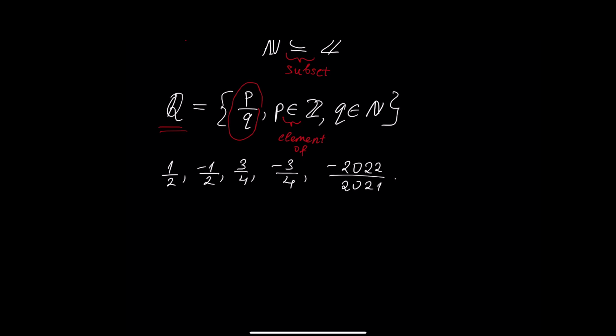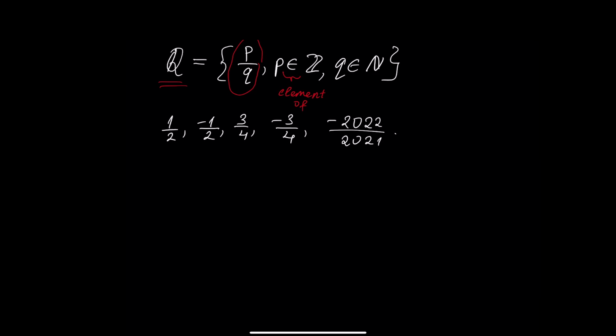And as we will learn further, we have also the so-called decimal form of the number. For example, 1 over 2 is equal to 0.5. Minus 1 over 2 is equal to minus 0.5. 3 over 4 is 0.75, and this is minus 0.75. This is called decimal form of the number.